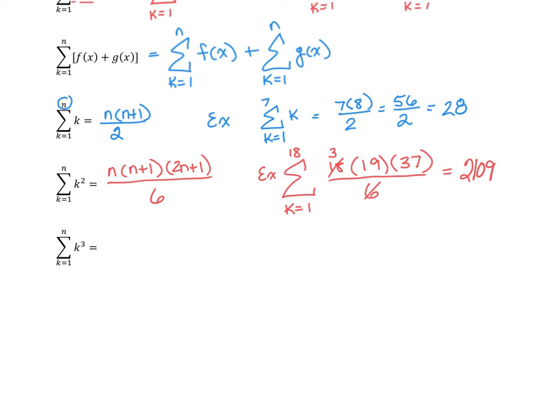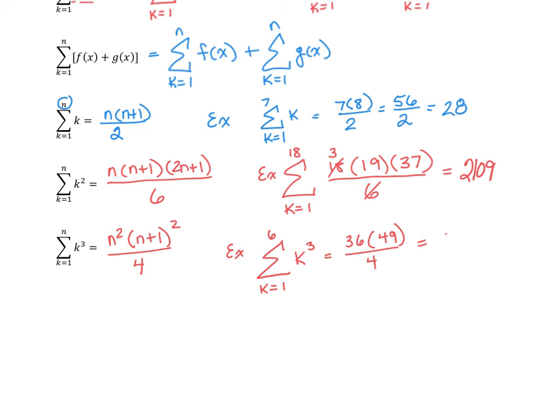For the k cubes, the formula is n squared times n plus 1 squared over 4. So we might have the sum of the k cubes from k equals 1 to 6. So that would be 36 for n squared. N plus 1 would be 7, so 7 squared would be 49, divided by 4, and we get 441.